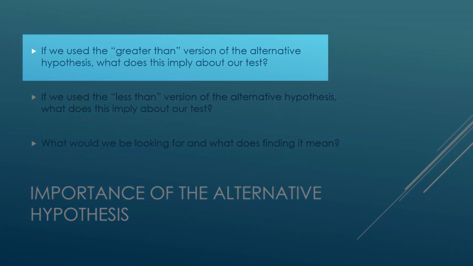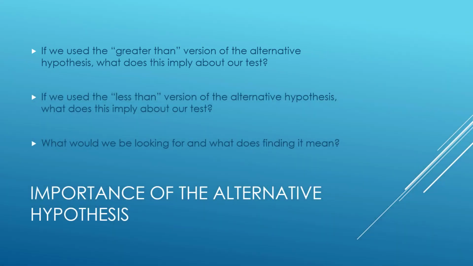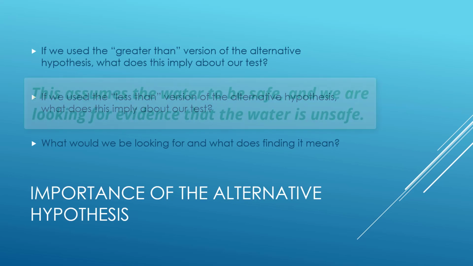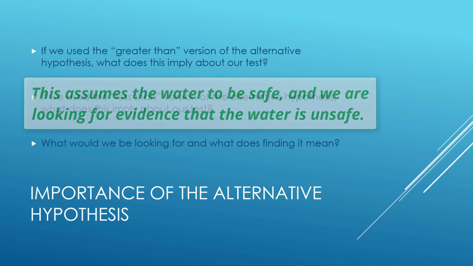If we use the greater than version of the alternative hypothesis, what does it imply about our test? We're setting that null hypothesis at the 15, and we're saying that we're out searching to find evidence that would back up the fact that actually we think it should be higher than that. In the case of Flint, Michigan, and in the case of testing water, this would mean that we are assuming that the water is safe and we're looking for evidence that it is unsafe.